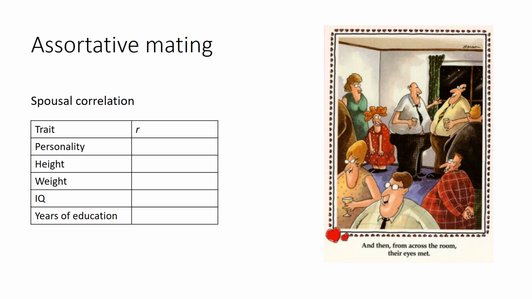Think a moment about which traits you expect to see assortative mating in humans. For which traits do romantic partners resemble each other? Traits that come to mind are of course traits like personality or height, like in this drawing. Studies do find a positive spousal correlation for personality, height or weight, but one of the highest correlations is found for IQ and years of education. This is not so surprising if you think that many people find their partners during their studies or at work.